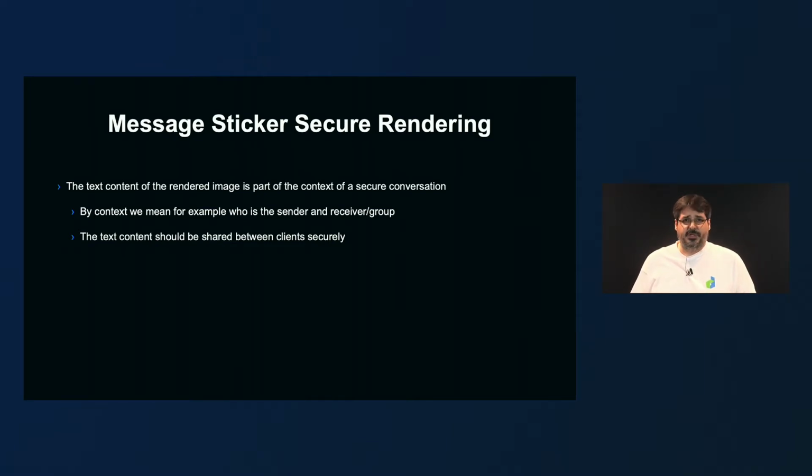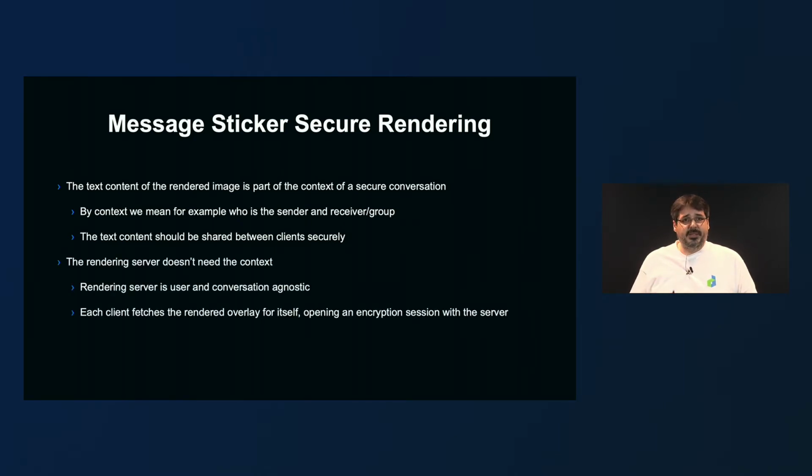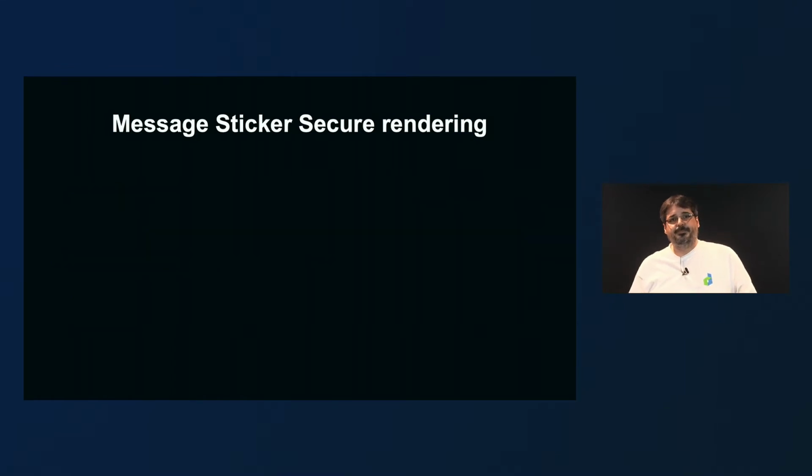So how do we solve this concern? Well, let's consider that the rendering server obviously needs to know the text content, but it doesn't need to know the context. So we made the server completely user and conversation agnostic. It doesn't know who the sender is, who the receiver is, or if it's a group conversation, etc. In order also to achieve that, each client needs to fetch the message overlay for itself. And it does that through a dedicated, short-lived encryption session with the rendering server. Let's take a look at how it works.